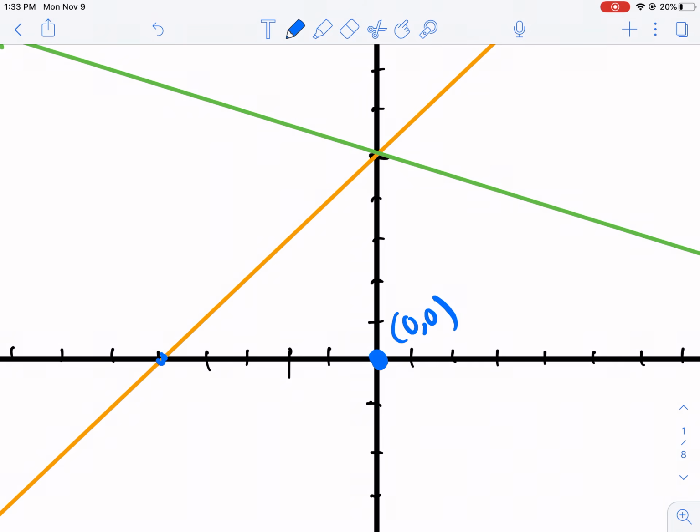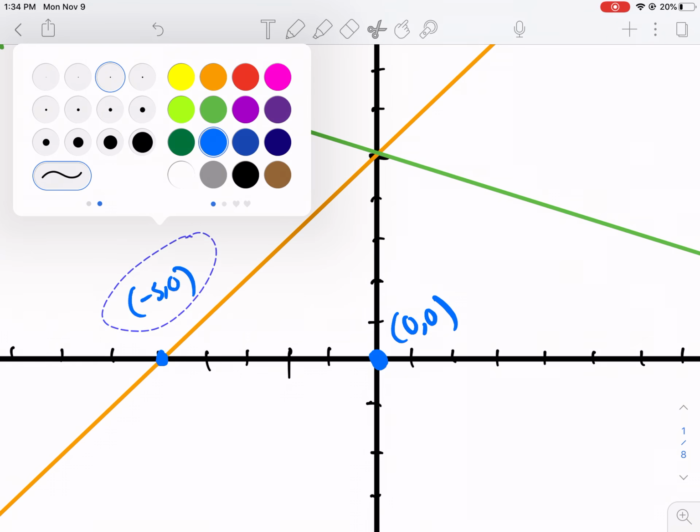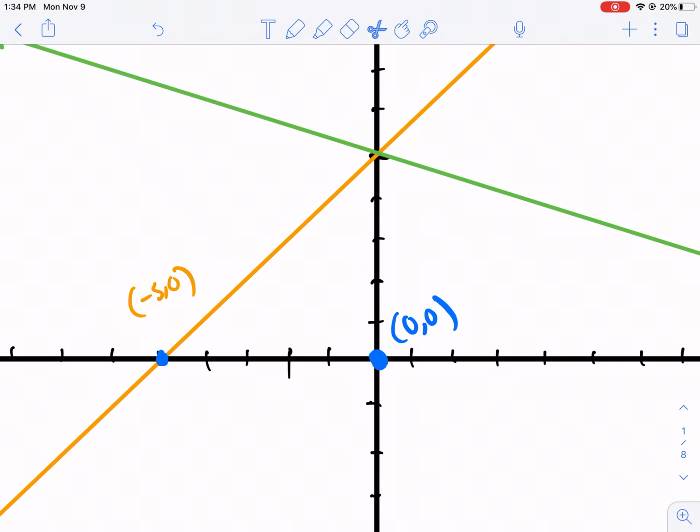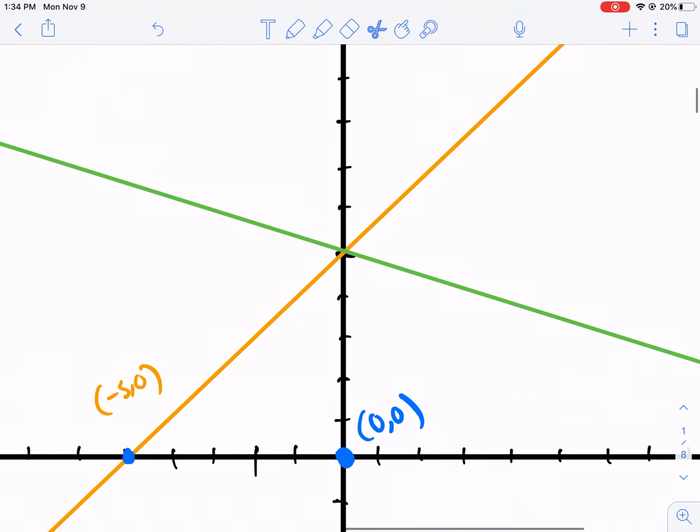Okay, let's look at the point, what is that? Negative 5, 0. Negative 5, 0 is a solution to the orange. So this one's good for the orange. We'll change this to orange style. This one's good for the orange guy, but it's not good for the green guy. He's not touching that point. So we need to find a different point.